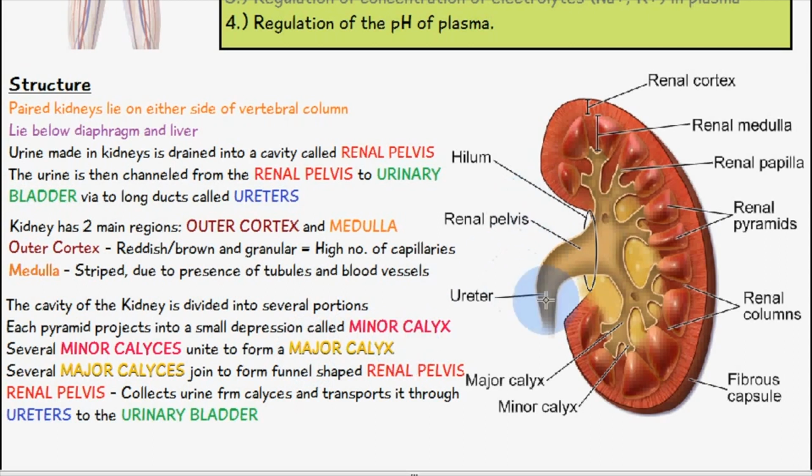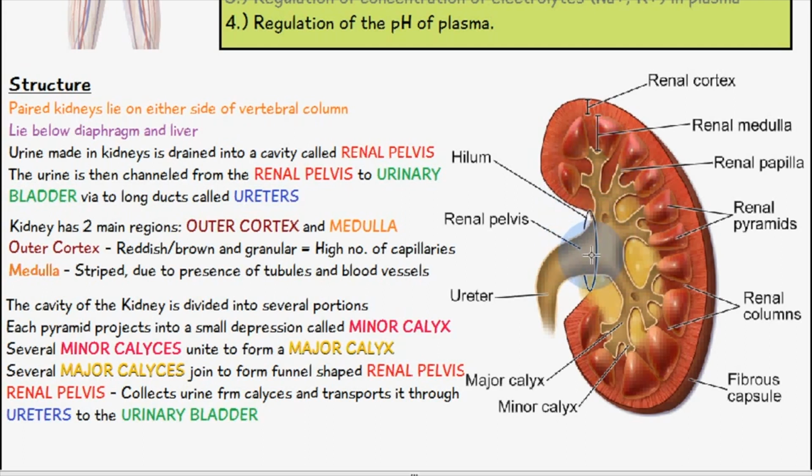Now, we can divide the kidney into a variety of different cavities. So we have each pyramid, which projects into a small depression called the minor calyx. Here are the renal pyramids. Here are the renal columns, and they form these minor calyxes here. And remember, these minor calyxes form the major calyx. Here's a major calyx, here's a major calyx, and they all form a funnel known as the renal pelvis.